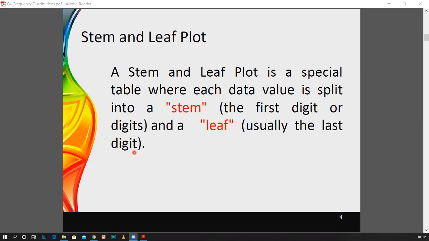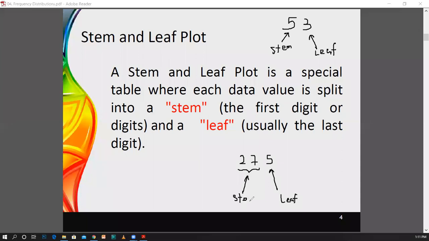Think about a number like 53. The 3 would be the leaf, and 5 would be the stem. So you can see that the last digit is the leaf and the first digit is the stem. And if you look at 275, here the 5 would be the leaf. Always the last digit is taken as the leaf, and here the first two digits are taken as the stem. If you remove the last digit, then the remaining part will be the stem of that number.